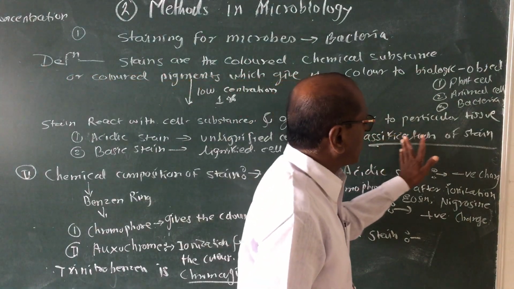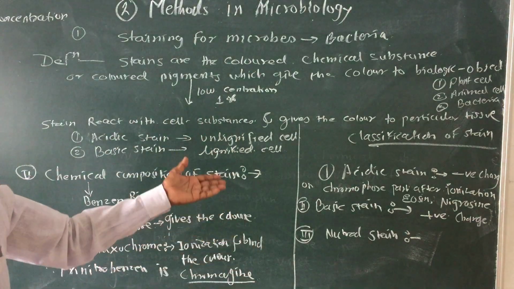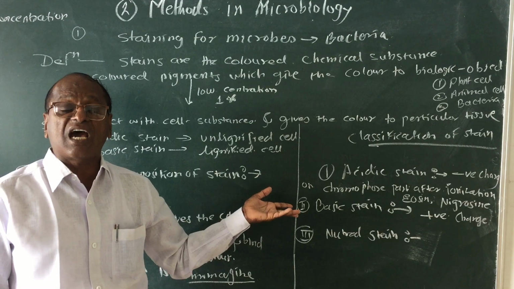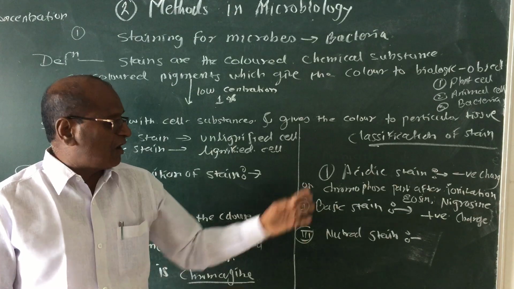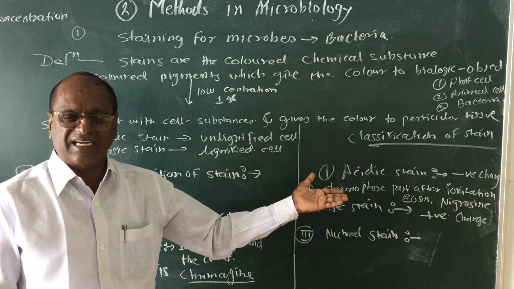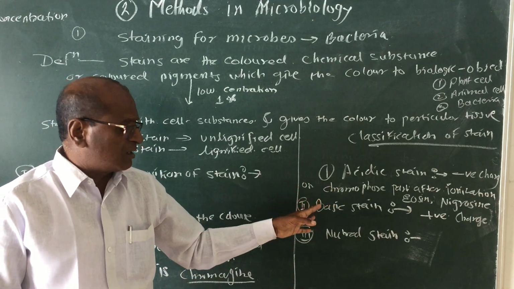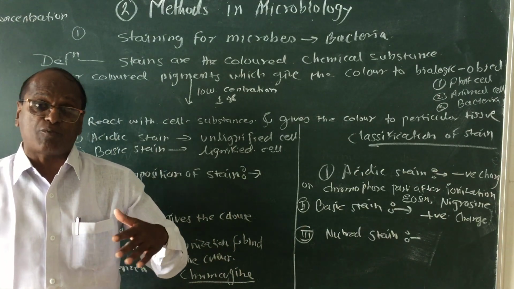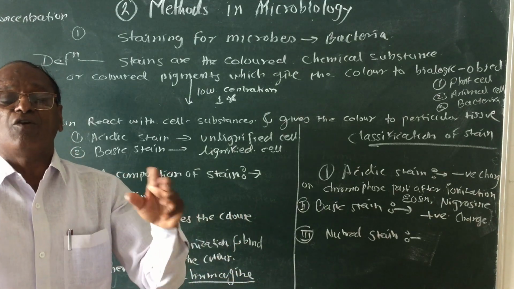Then we studied their classification. In classification, we studied the acidic stain. Generally, acidic stains are negatively charged on the chromophore after ionization. We observed the examples eosin and nigrosin etc., or Indian ink etc. The second one is basic stain. The basic stain is very important. They are positively charged on the chromophore part after the ionization.